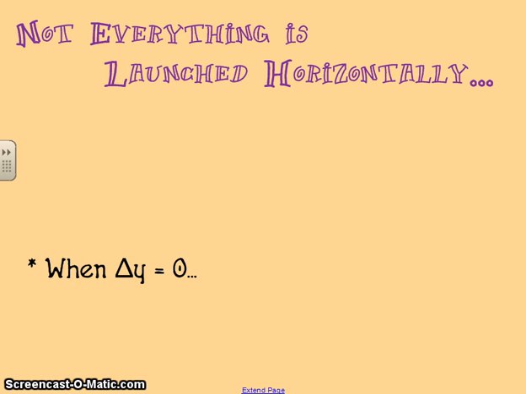As we learned in class, with projectile motion there are two types, horizontal launch and angled launch. So far we've learned everything about horizontal launch, but not everything is launched horizontally. So we're now going to learn how to approach an angled launch projectile motion problem. For starters, we're going to talk about the first things that we need to do.